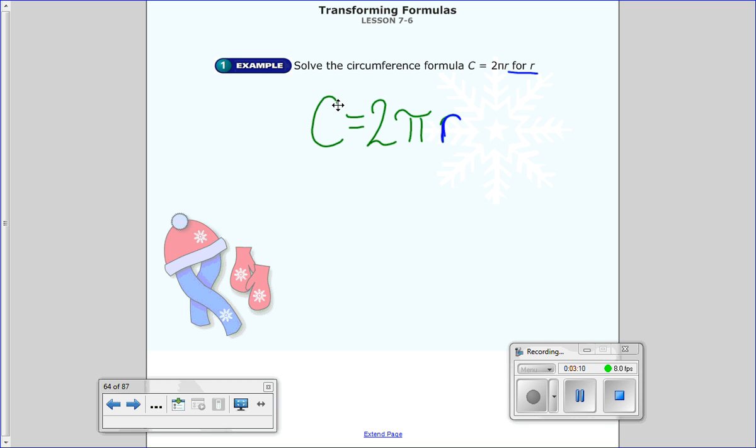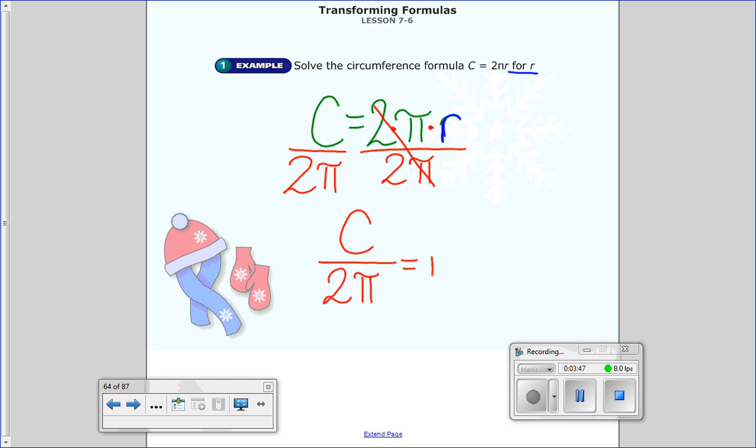Now here I have to decide what operation is happening, because in order to get rid of it, you always do the opposite. Well, 2 pi r, if they're put together like this, that means they're being multiplied. So I really have 2 times pi times r. So to get rid of it, I could do this in 2 separate steps, or else I could just do it in 1. Well, both of them are being multiplied, so I'm going to just go ahead and divide by 2 pi, because then those 2 will cross out. And again, I do it to the other side. So here I have the circumference divided by 2 times pi is equal to the radius. And that's what I have.